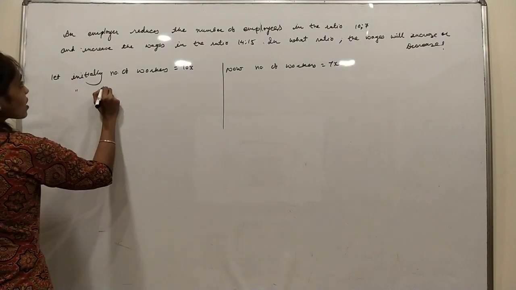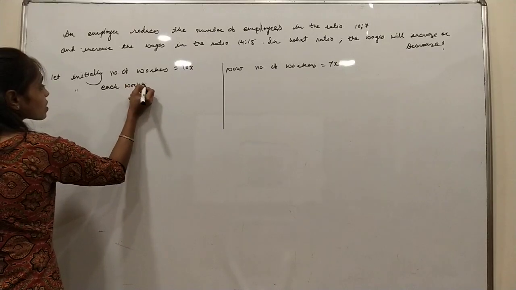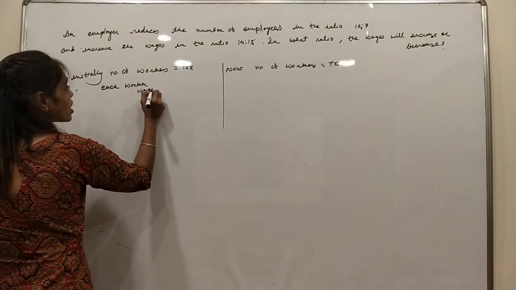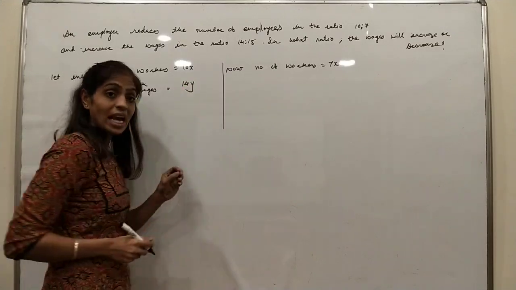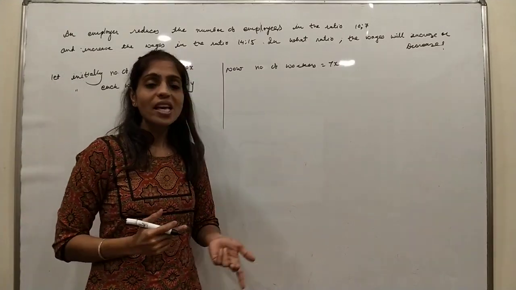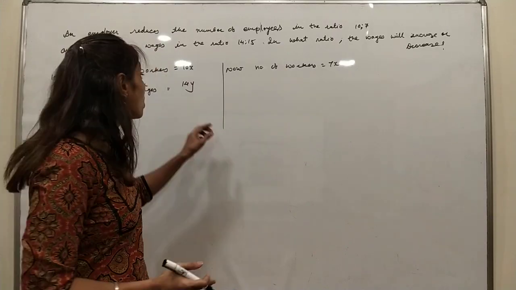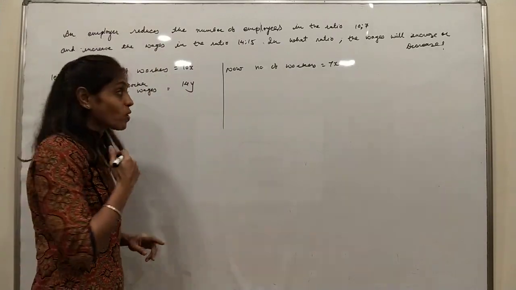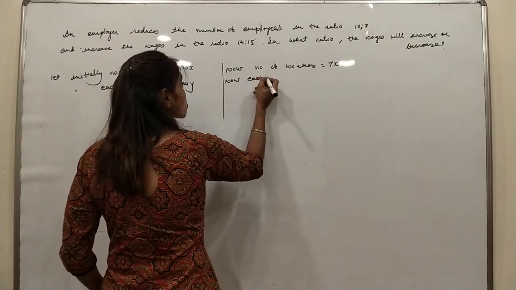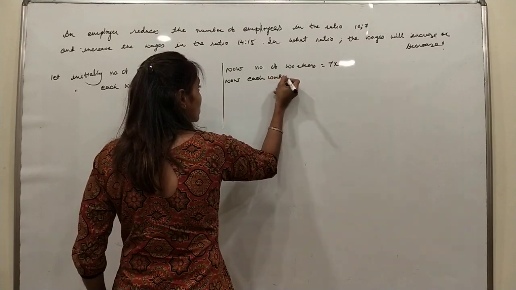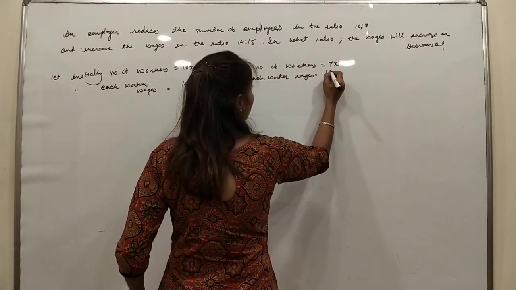Initially, each worker's salary or wages were 14y. Once we have used x, in the same sum with different ratios we cannot use x again. So in the second ratio, use y. And now each worker's wages will be 15y.